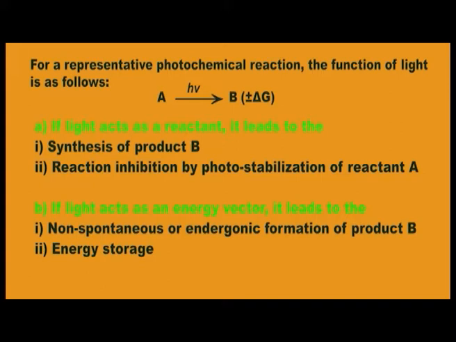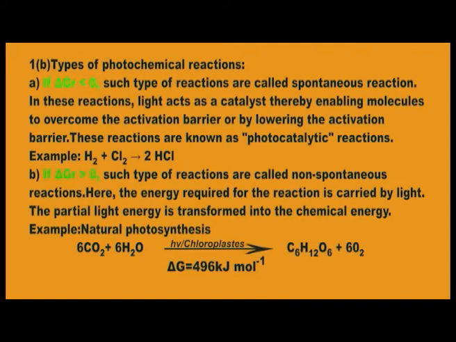Now, let us discuss the photochemical reactions. If delta G is smaller than 0, such type of reactions are called spontaneous reactions. In these reactions, light acts as a catalyst, thereby enabling molecules to overcome the activation barrier or by lowering the activation barrier. These reactions are known as photocatalytic reactions. For example, H2 and Cl2 combine to form 2HCl.